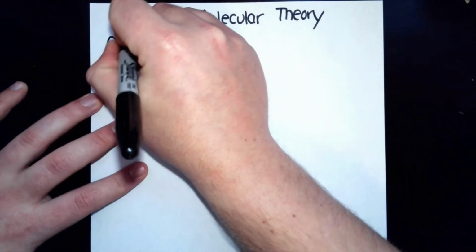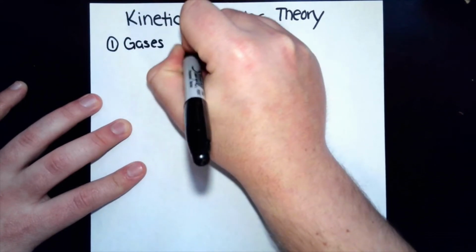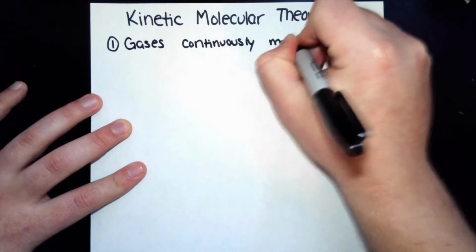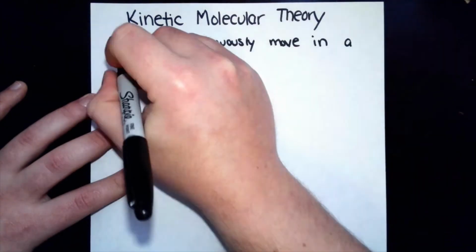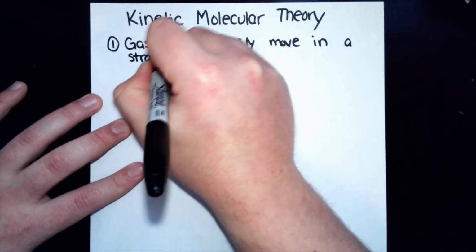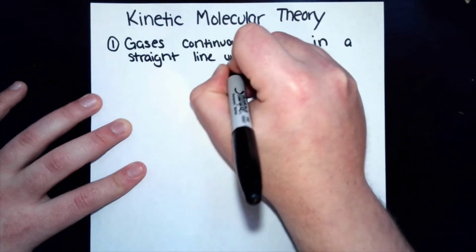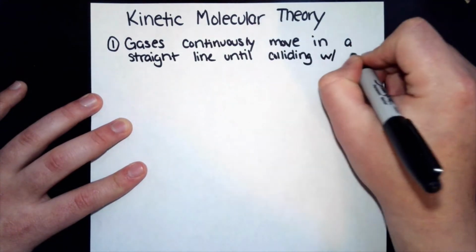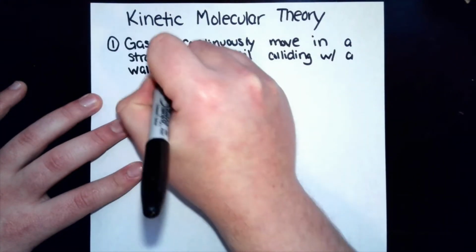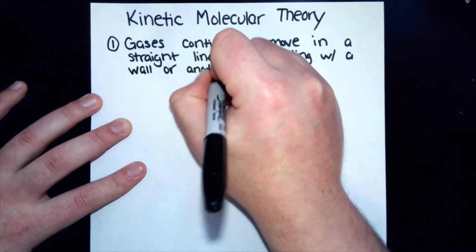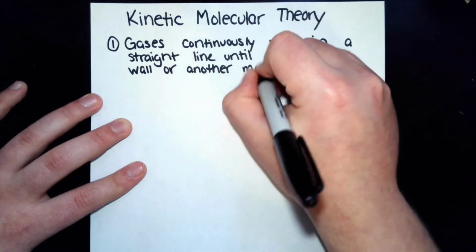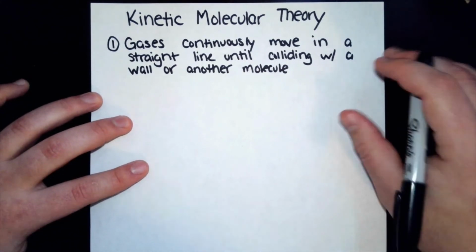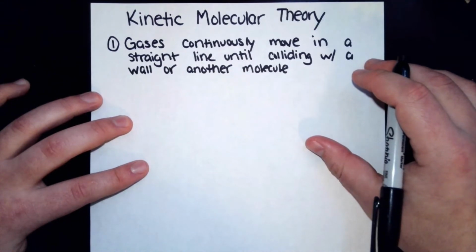The first is that gases continuously move in a straight line until colliding with a wall or another molecule. So it's saying that gases are going to continue moving, and they move in a perfectly straight line, and the only thing that will stop them from continuously moving in that straight line is colliding with either the walls of the container that they're in or colliding with another molecule.